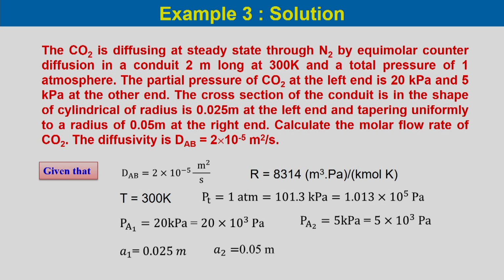R1 is 0.025 meter and R2 is 0.05 meter. The distance between the two end points x1 and x2, which is L, is equal to x2 minus x1, which is 2 meter.